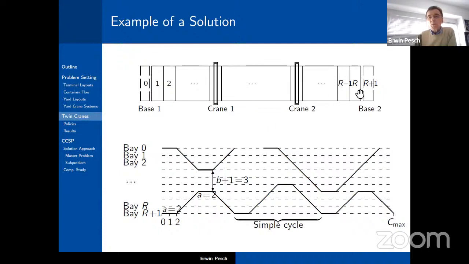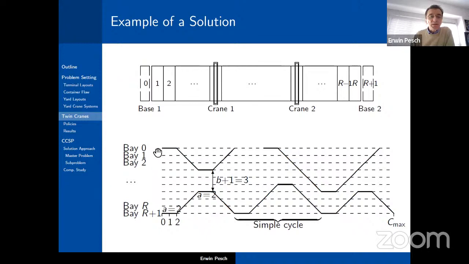We numbered the bays from 1 to R. And we added a base position, base 1 for crane 1 and base 2 for crane 2, and we also number them like a kind of bay. So bay 0 is the base position of crane 1, and bay R plus 1 is the base position of the right crane. The bases are the positions where the cranes pick up containers if containers are brought to the block, or where the cranes drop off containers. These are the places, for instance, where the automated guided vehicles deliver the containers, to the left or perhaps also to the right.